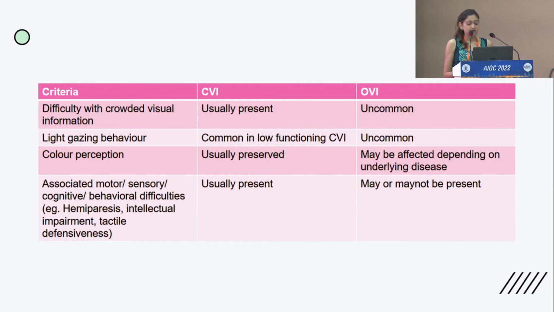And of course they have a light gazing behavior, and the color vision is preserved in children with CVI, which might be defective in OVI. Associated motor cognitive difficulties are seen in children with CVI.